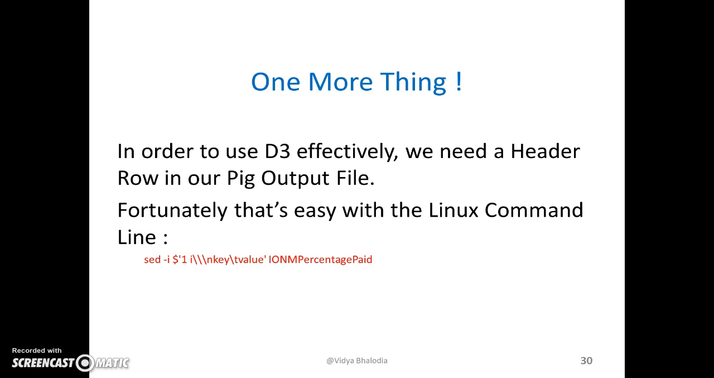In order to use D3 effectively, we need a header row in our output file. Unfortunately, Pig does not have the ability to create header rows. After a lot of frustration, I realized that the easiest way of fixing the problem is to use a Linux command line to insert headers. It was one line, very simple for the files that I had to work with.